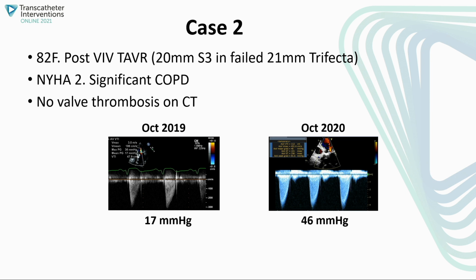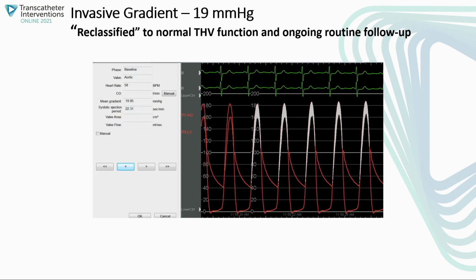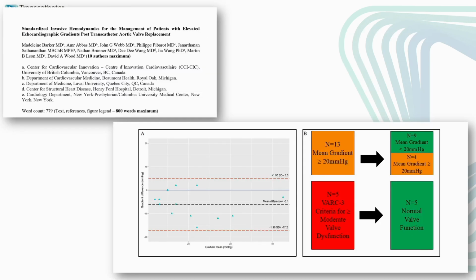We brought her back, and you can see here, invasive gradient is 19. CT, no mischief going on with the valve, no valve thrombosis. We would say that she has been reclassified to normal THV function. So some preliminary data. I don't know how well this shows up, but our initial 13 patients as part of the pilot study, we now have more than 20 in Vancouver, ranging from 1 month to 10 years post THV.